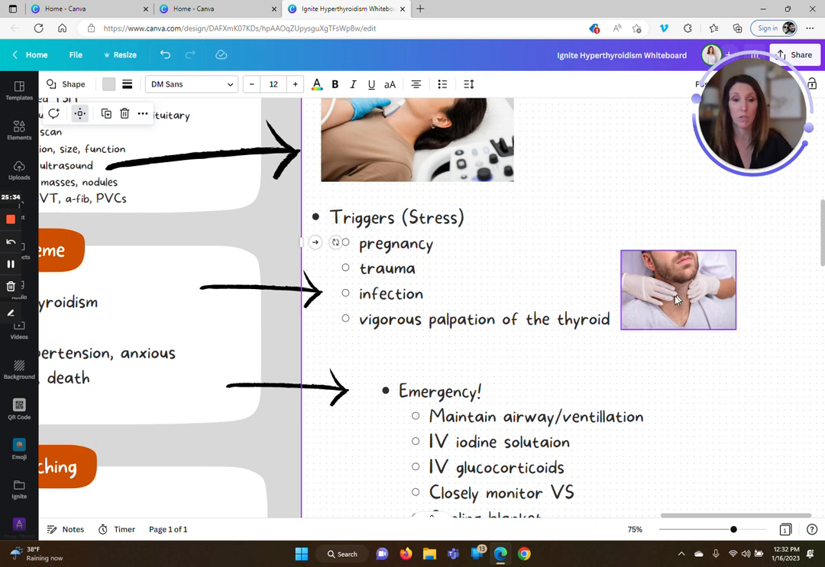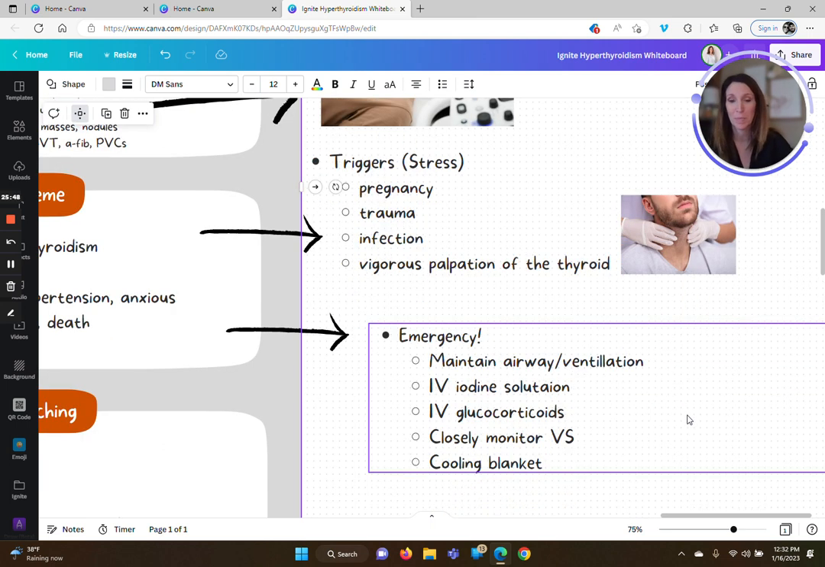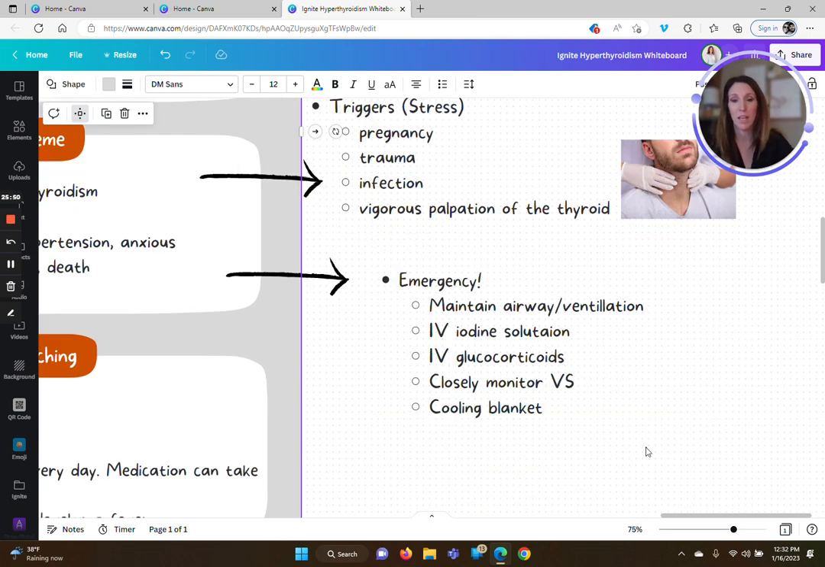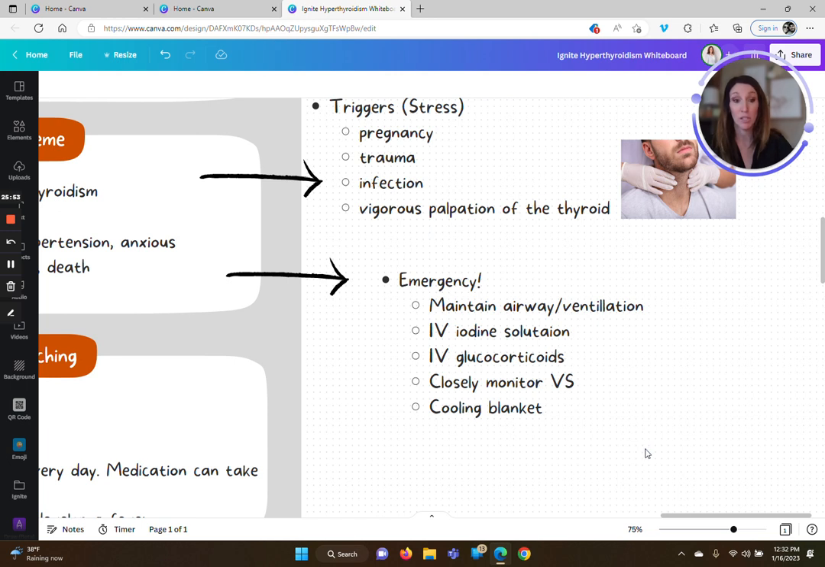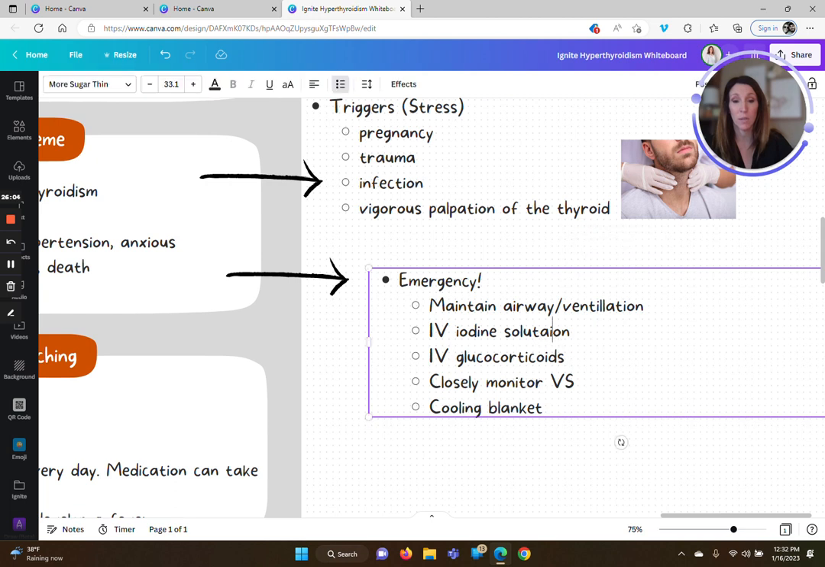So here's a picture of somebody palpating the thyroid. If you get too aggressive there, you may cause a lot of thyroid hormone to be released and cause thyroid storm. So basically, I think nursing students are really recommended never to touch a goiter in general. And then it is an emergency, so this can be an emergency, and we need to maintain their airway and ventilation. They may be getting IV iodine solution. They may be getting IV steroids.